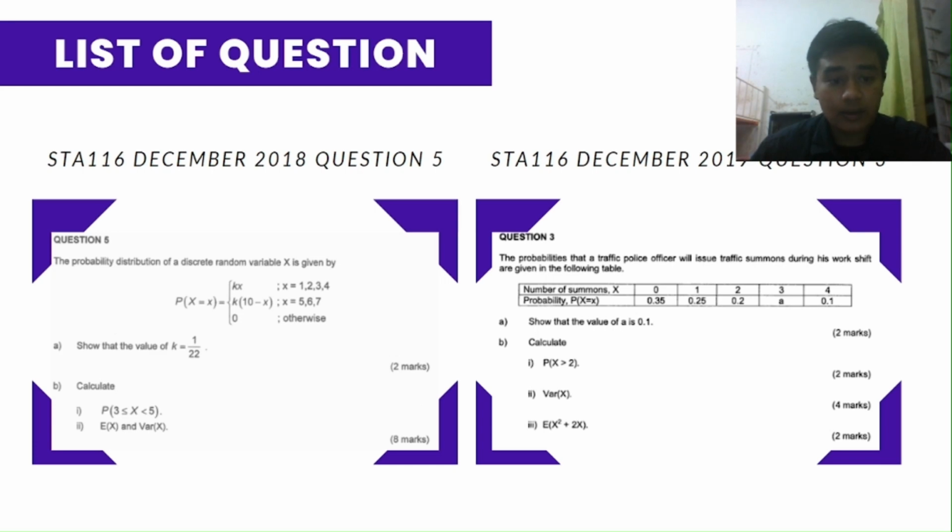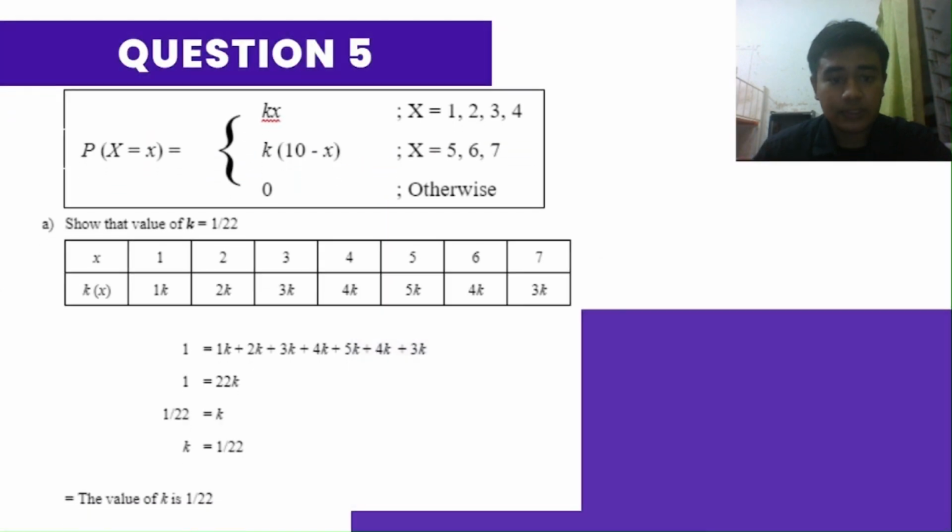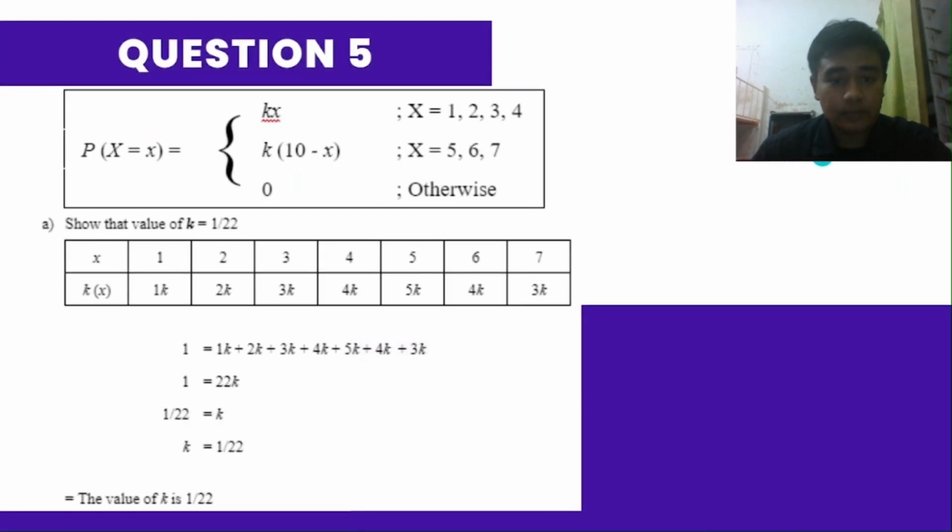2019. And we're gonna discuss question 5 from December 2018 first. This question was provided with the question, and for question A, show that the value of k is 1 over 22. So we need to show that k is equal to 1 over 22.